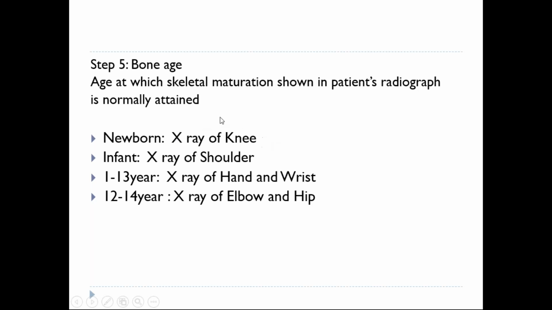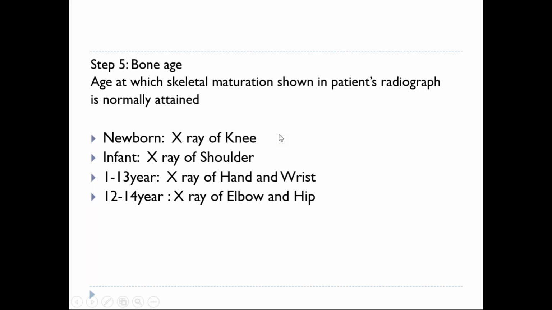So by newborn we do X-ray of the knee, and beyond that we do X-ray of the hand and wrist. And above 13 to 14 years of age you can do elbow and hip. So most routinely we are doing knee, and next mostly adolescents are going to come to you, so you do hand and the wrist. So the X-rays which you mostly do are your knee and your hand and wrist, right? So this is the concept of bone age.